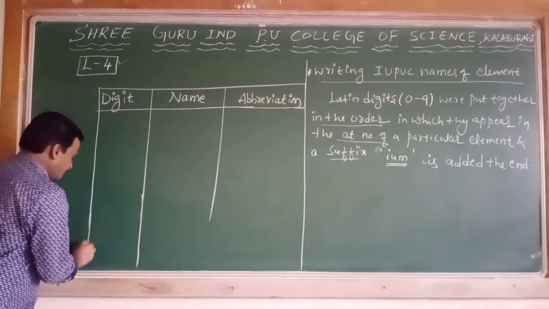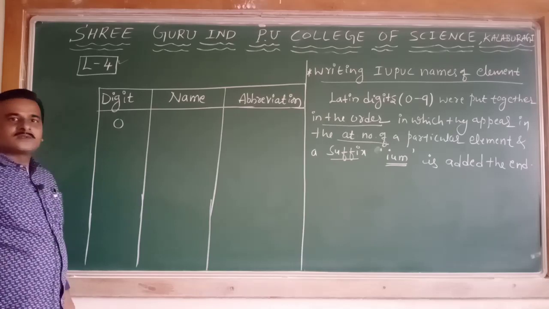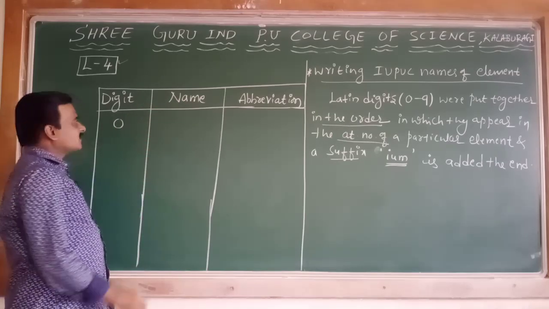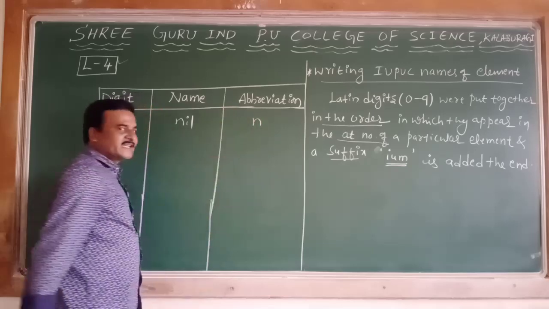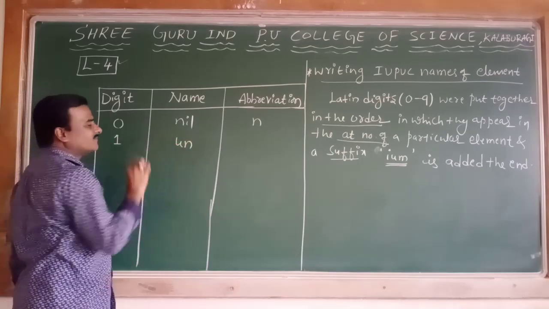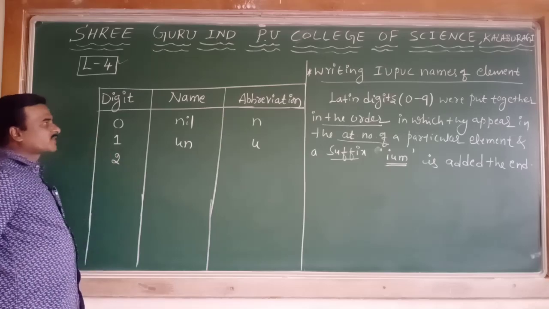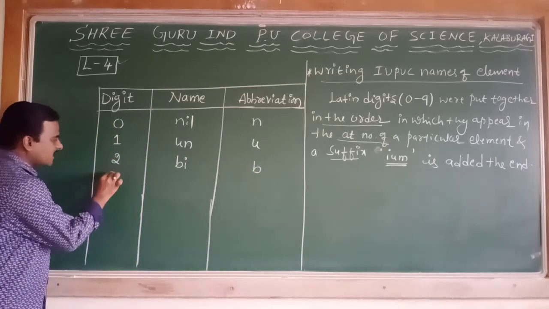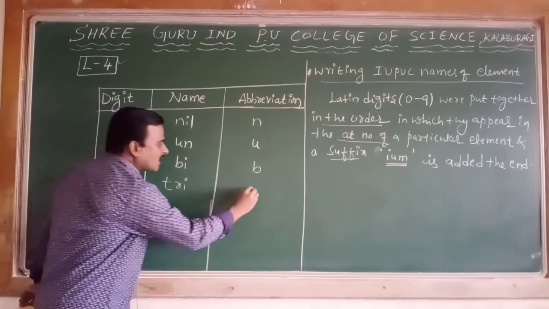First, digit 0. The name of the digit 0 in the Latin language is nil, and the abbreviation is N. Next digit 1, the name is un, and the abbreviation is U. 2, the name of the digit 2 is bi, abbreviation is B. 3, the name of this digit in Latin language is tri, abbreviation is T.